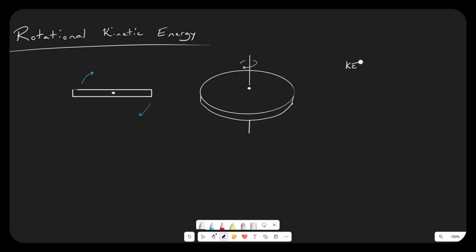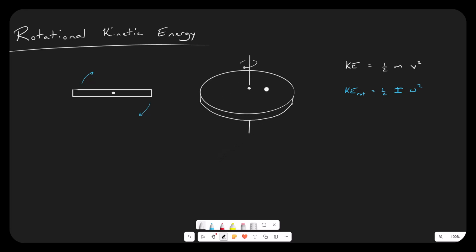Before, for linear terms, kinetic energy was half mv squared, and so far we've been able to get away with just making direct substitutions. We're going to be able to keep doing that. Rotational kinetic energy is going to be half, instead of mass, we're going to look at moment of inertia, and instead of a linear speed, we're going to have a rotational speed. So rotational kinetic energy is just half I omega squared.